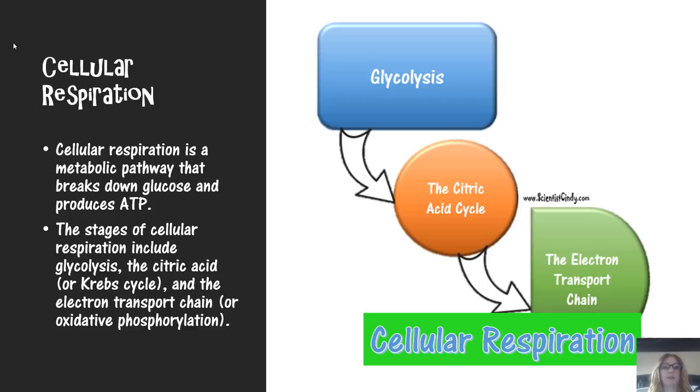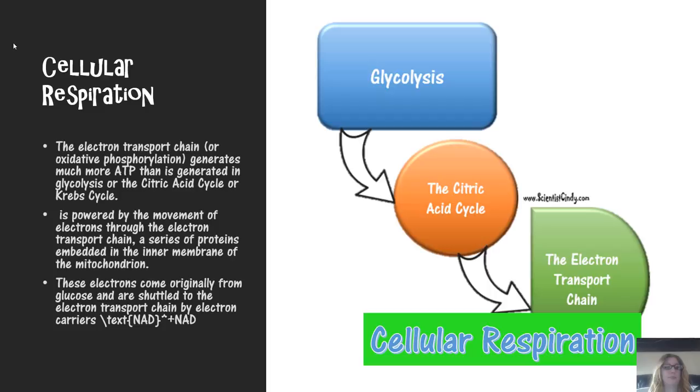Cellular respiration is a metabolic pathway that breaks down glucose to produce ATP. The stages of cellular respiration include these three stages, which are glycolysis, the citric acid cycle, otherwise known as the Krebs cycle, and the electron transport chain, otherwise known as oxidative phosphorylation. The electron transport chain generates much more ATP than is generated in glycolysis or in the citric acid cycle or Krebs cycle.